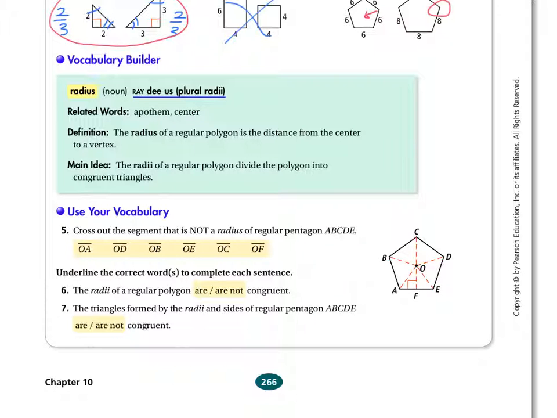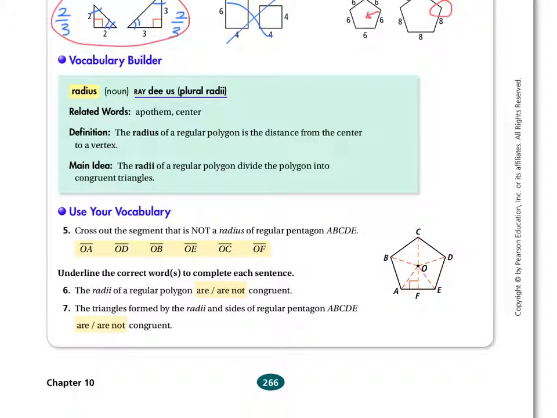So your vocabulary for today. We already looked at the apothem and the center. We're going to concentrate on the radius of a regular polygon. It's the distance from the center to the vertex. So some of you are already starting to figure that out based upon the last lesson. The difference between a radius and an apothem is that the radius goes from the center of that polygon to the vertex, whereas the apothem goes where? Center to what? To the side. Perpendicular to the side.